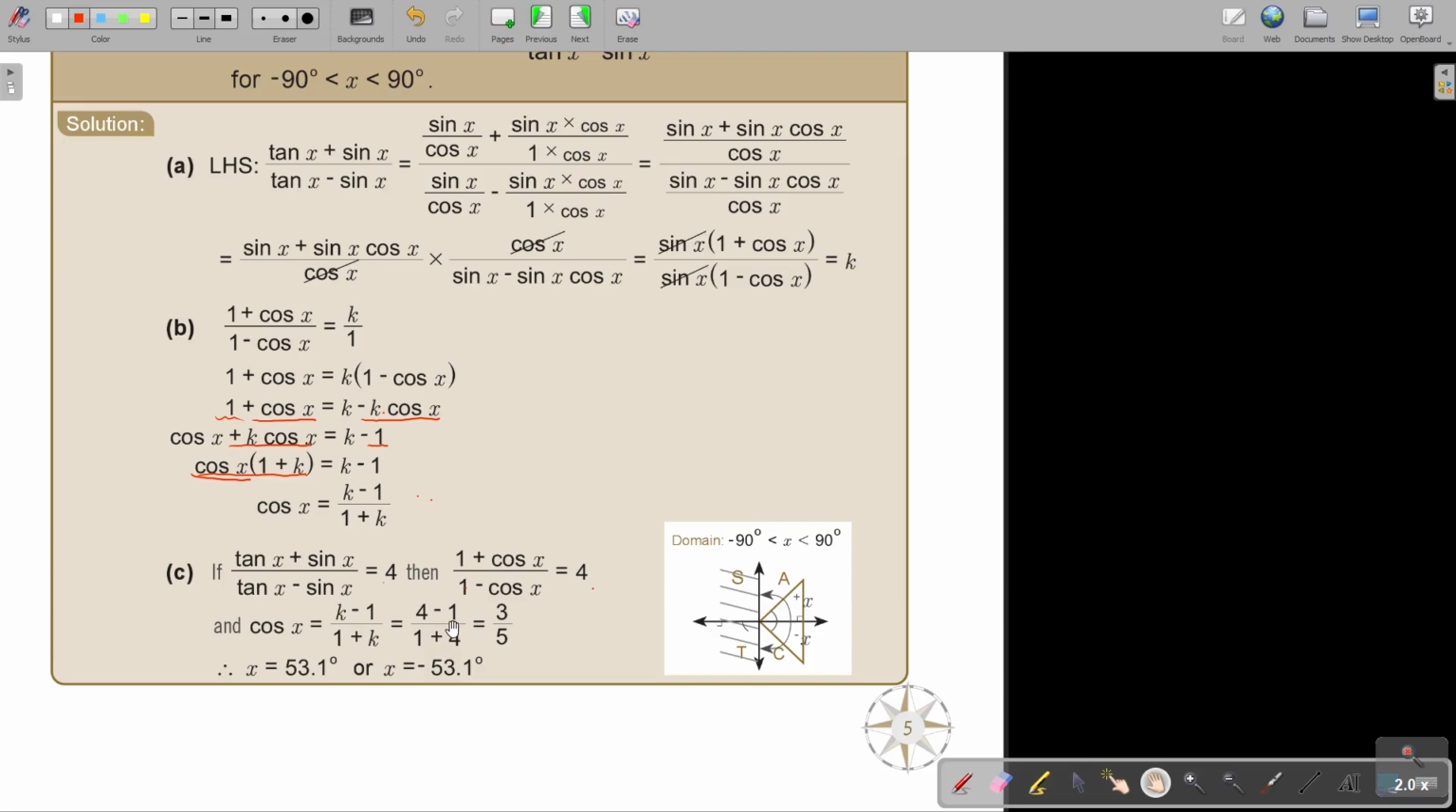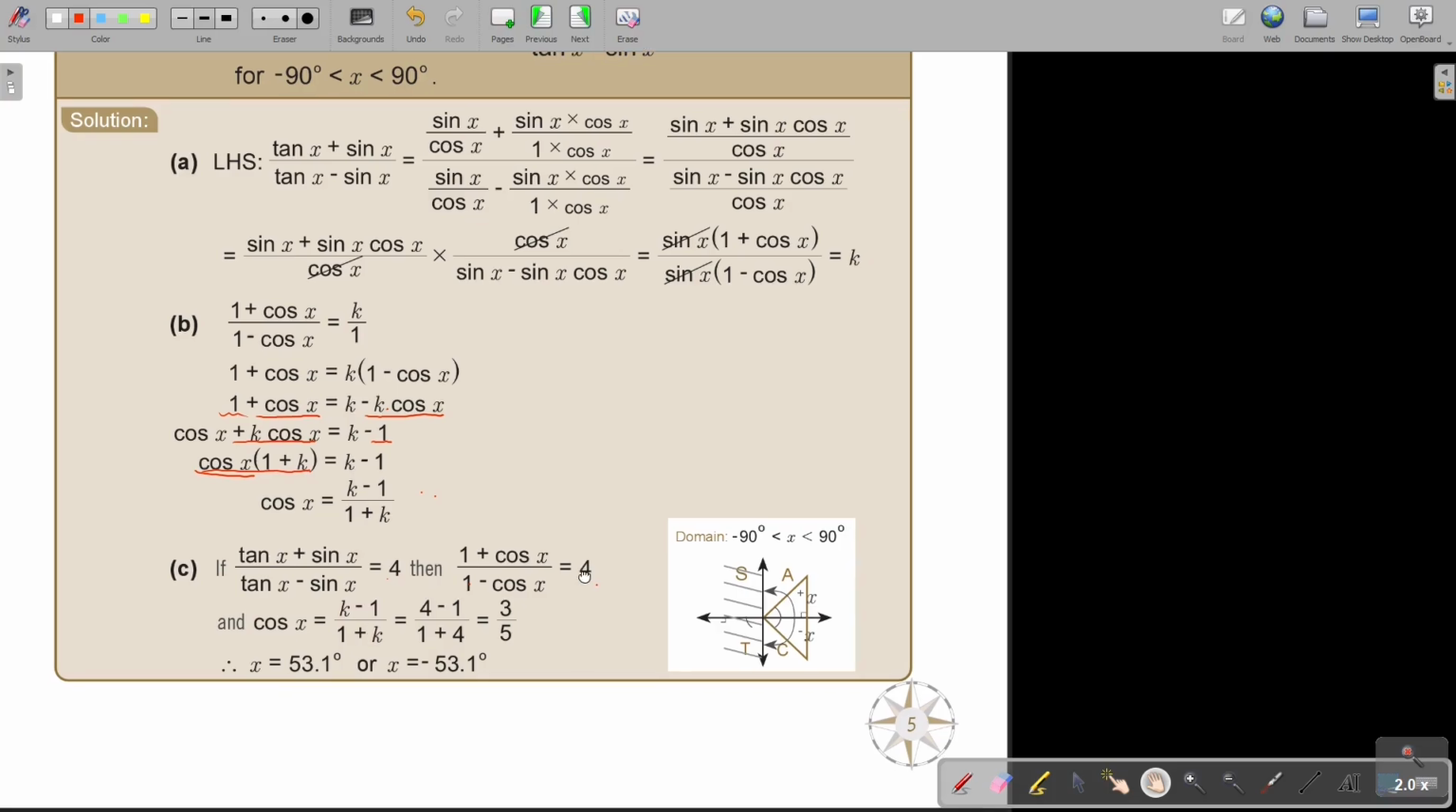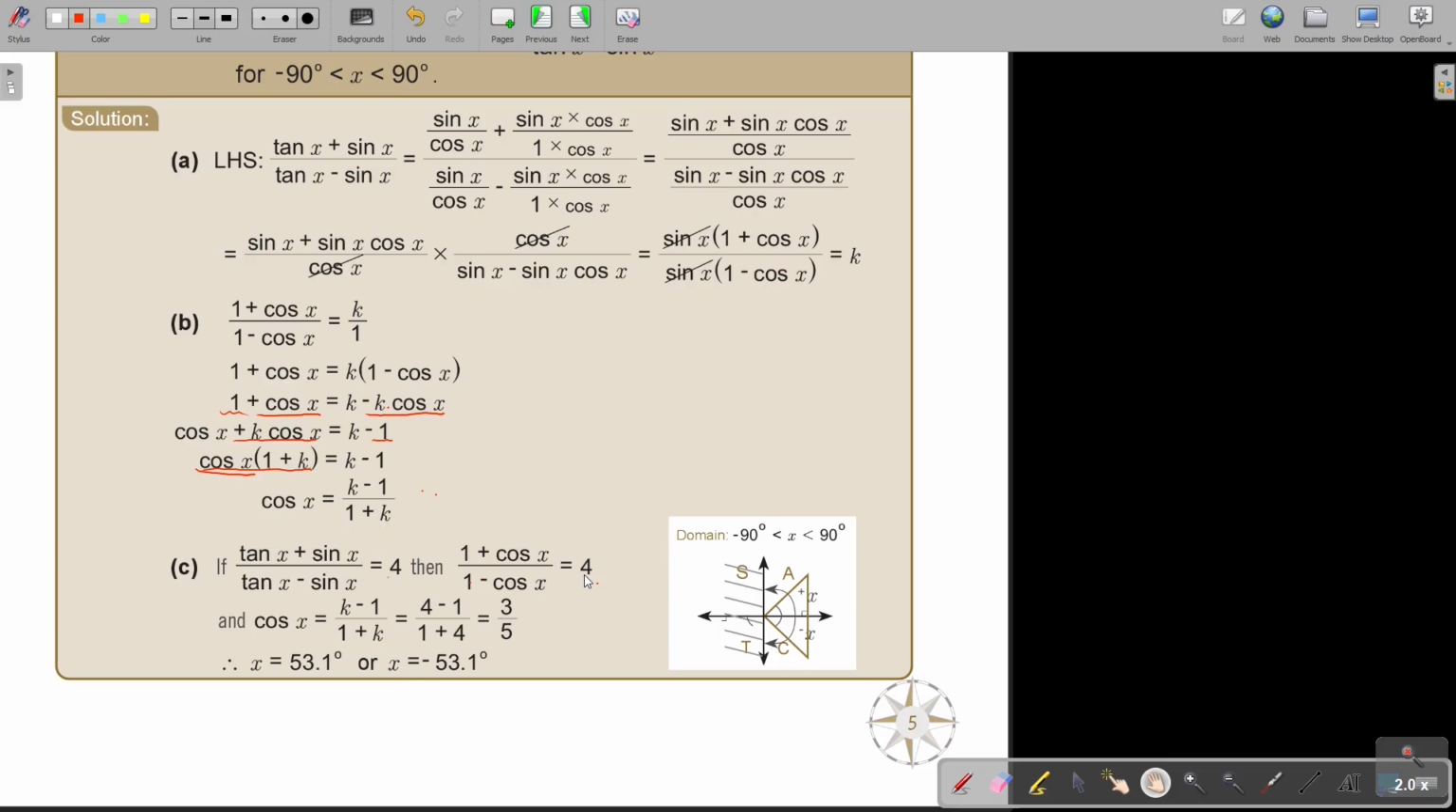And if this is equal to this, then I substitute it further. I'm going to say cos x equals (k minus 1) over (1 plus k). I put the value of k in; k is 4. So 4 minus 1 over 1 plus 4, and I get 3 over 5. So basically, I'm just getting cos x equals 3 over 5.